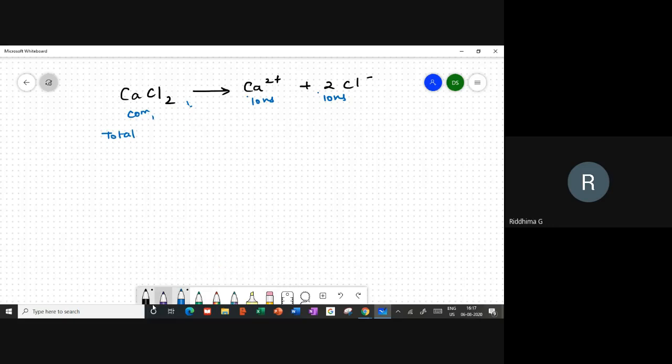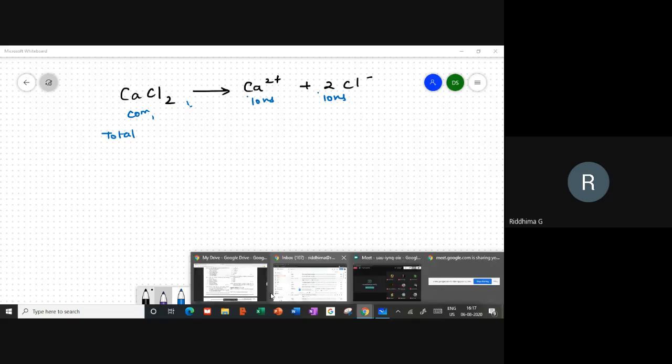So coming back to the question, basically what they are asking is calculate the number of ions. Okay. So here be careful. They haven't asked you directly from the equation how many ions they have got. They are asking you in terms of this.